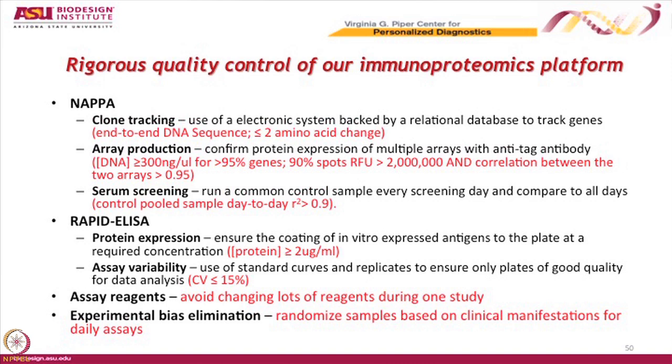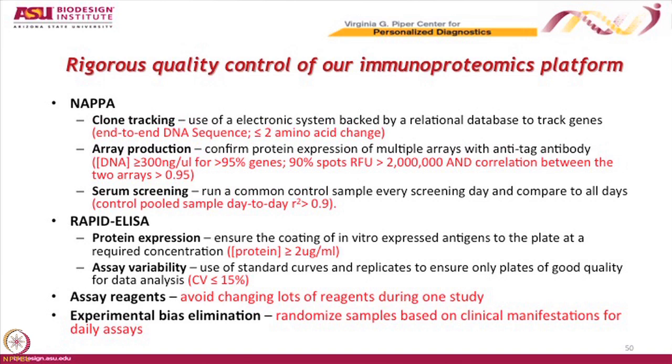We do end-to-end DNA sequencing, so we have to make sure that the gene is correct by sequencing it from one end to the other. And I think I mentioned that it has to have less than two amino acids different. So we will accept up to one amino acid substitution before we move on.